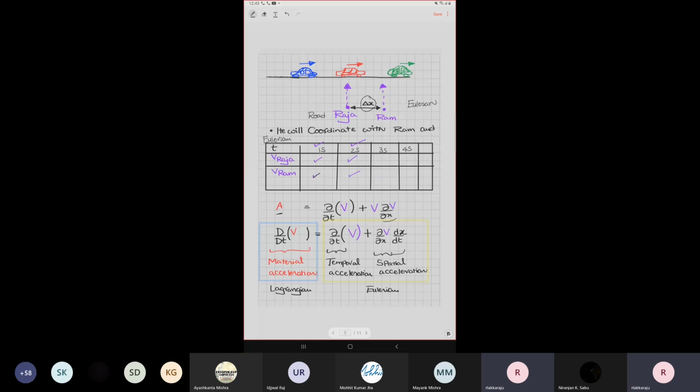Now, what Euler has proposed is this: take del V by del T of Raja, and V of Raja, and del V by del X between Raja and Ram. If you can calculate it and add it, that is supposed to give you the Lagrangian acceleration of that particular color car that Raja is seeing at that given instant of time. Is that clear?